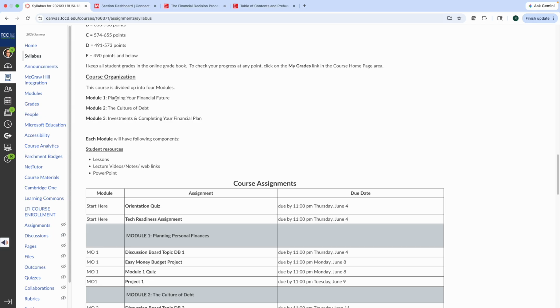Here we are. The modules. Planning your financial future is the first one. The culture of debt and purchasing is the second. And investments and completing that financial plan is module 3. So we have a little bit over a week per module, so you're going to have to work very efficiently, my friends. This is not a class to wait till an hour before the assignments are due and do it. If you're doing that, then you're going to get nothing out of the course, and you're kind of wasting everybody's time. That's the best I can put that.